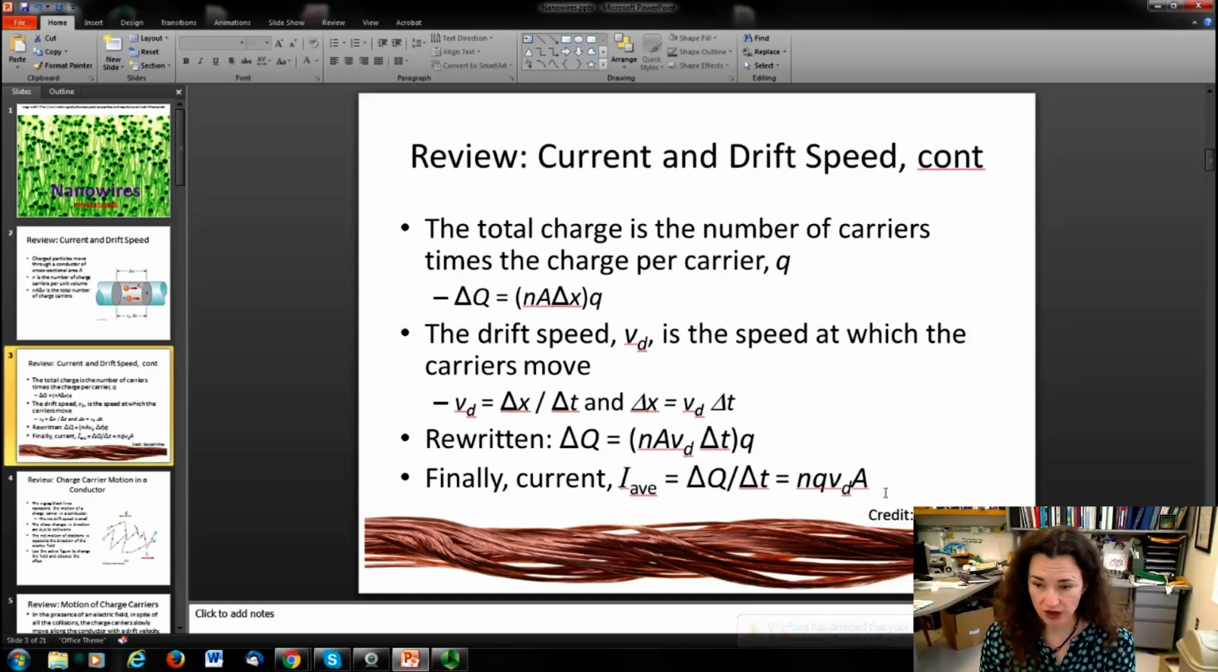Okay, so here remember, n is the number of charge carriers per unit volume, q is the charge per charge carrier, v sub d is the drift velocity, and A is that cross-sectional area. Okay? So that's our expression for the current that we're going to work with later in the lecture.